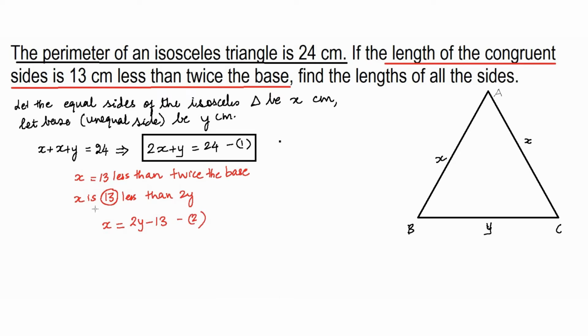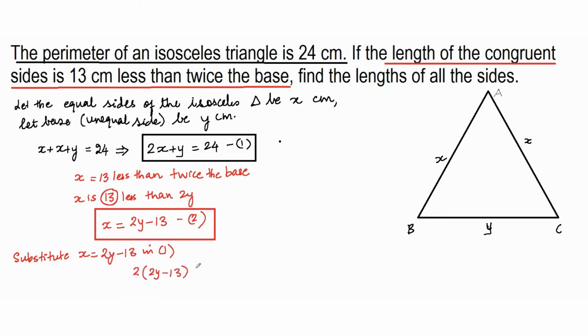And now I can substitute x in terms of y. So let's substitute x equals 2y minus 13 in the first equation. So what we get is 2 times (2y minus 13), since I have substituted x as 2y minus 13 here, plus y is equal to 24.